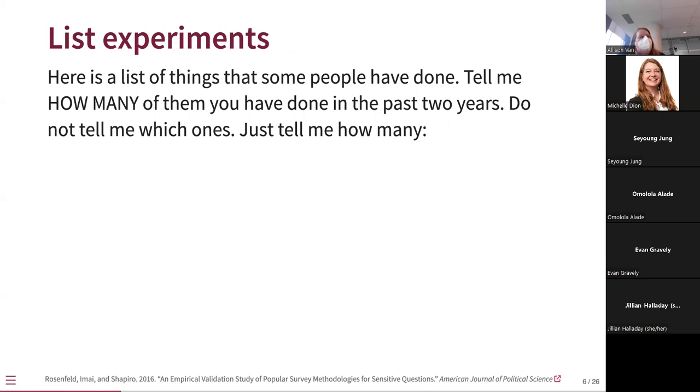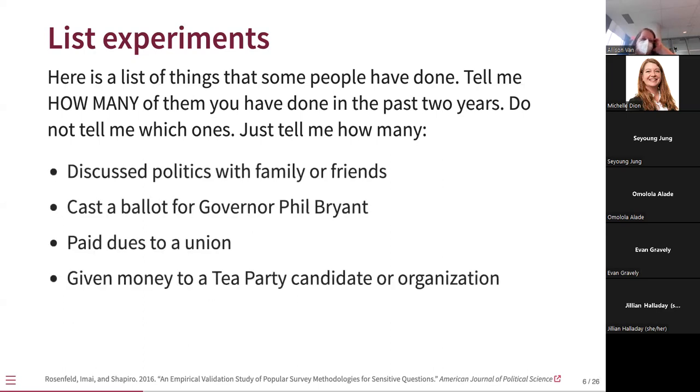That last part, do not tell me which ones, comes from the time when most surveys were over the phone. What used to happen is that as the enumerator was listing the things over the phone, people were saying yes, no, yes. So they really have to stress that for this to work, they don't need to know specifically which ones, just how many of them. So in this case, this is an experiment.